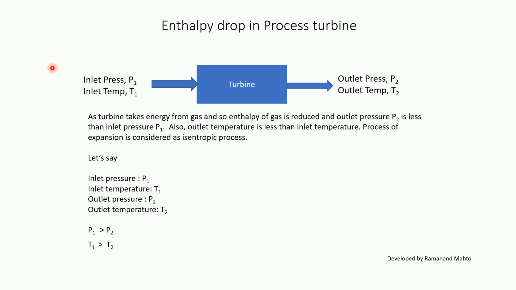Enthalpy drop in process turbine. As the process turbine takes energy from the gas, the enthalpy of gas is reduced and outlet pressure P2 is less than inlet pressure. Also, outlet temperature is less than inlet temperature. The process of expansion is considered an isentropic process. So, P1, T1 is inlet pressure and temperature, and outlet condition P2, T2 is outlet pressure and temperature. So, criteria for process turbine is P1 is greater than P2 and T1 is greater than T2.